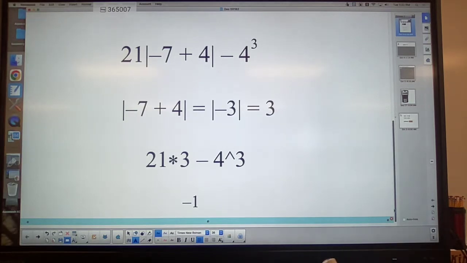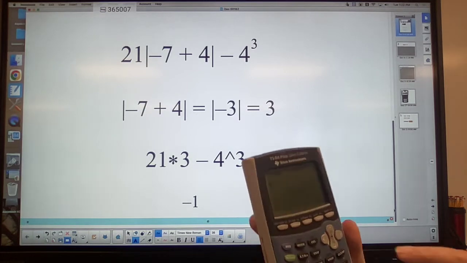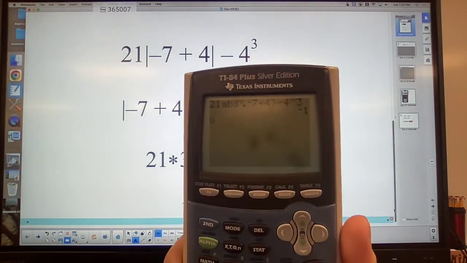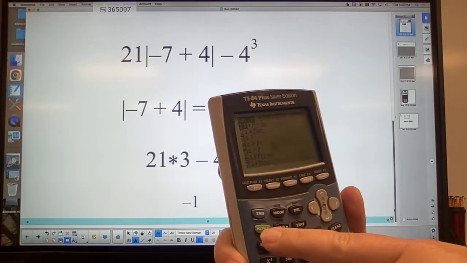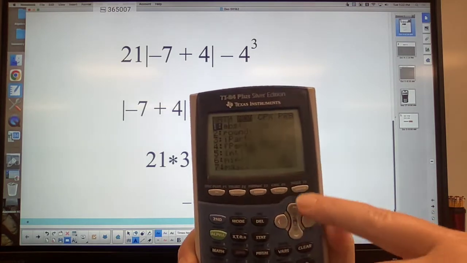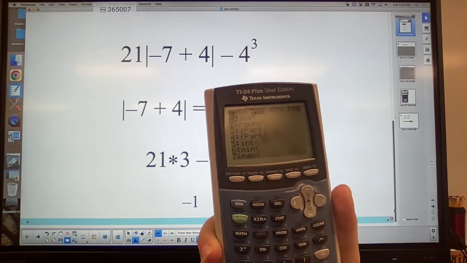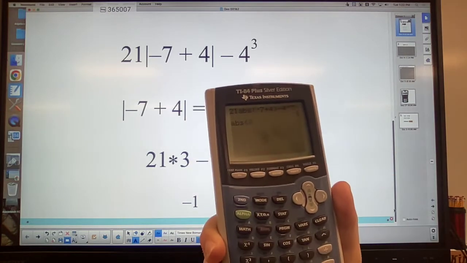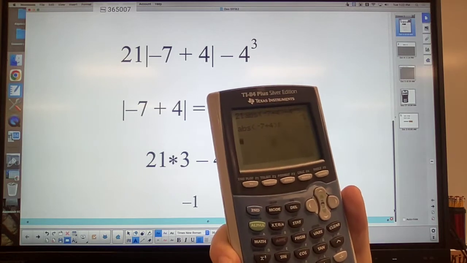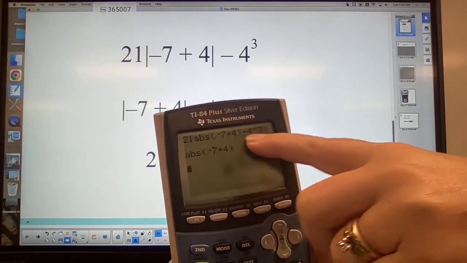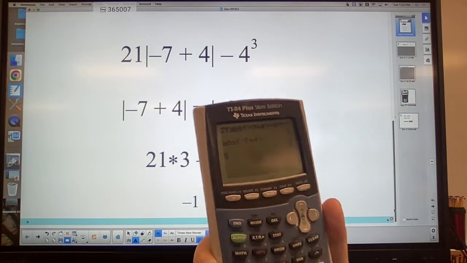If by some chance you do have a graphing calculator, there is an absolute value button on there. It's called ABS. It is in your math buttons. So if you hit math and go over one up here to number, the very first one is ABS. Whatever you put in the absolute value, just make sure that you close it. So as you can see here, you could write just the entire equation all at once and get the negative 1.